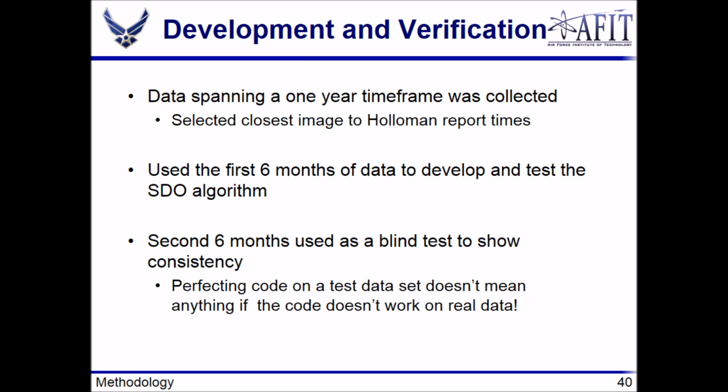So in order to do this verification, I collected data here on slide 40. Data spanned an entire year, and the images that I selected were closest to the Holloman reporting times, as close as I could get. And the first 6 months of data that I used were basically to develop the algorithm and test it. And then the second 6 months, I used as kind of a blind test to show that the results I got were consistent across data sets, because it doesn't really matter if you have a code that can do one data set perfectly if it doesn't work on real data. So that's what the second 6 months was for.